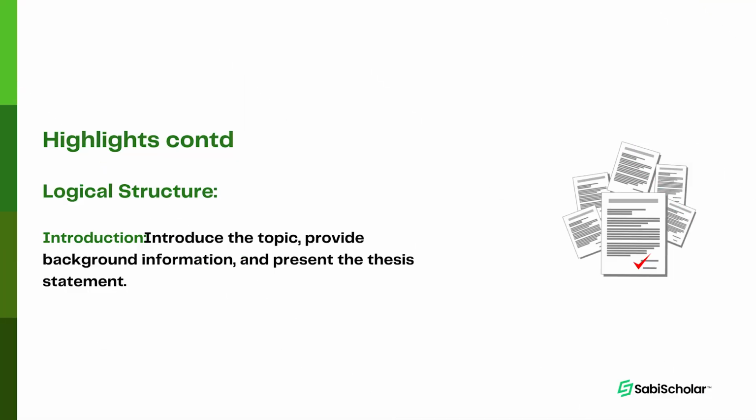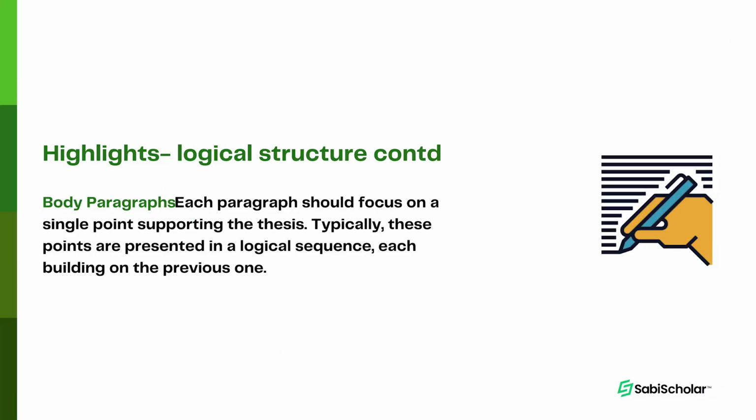So let's look at the logical structure of an argumentative essay. You have the introduction, which introduces the topic, provides background information, and presents the thesis statement. Then you have the body paragraphs, and each paragraph should focus on a single point supporting the thesis. Typically, these points are presented in a logical sequence, each building on the previous one. So when you're writing the body paragraph, you have to make sure that each paragraph is dedicated to a particular point that stresses your topic. Don't go throwing in 2 or 3 points in one paragraph and then not elaborate on them effectively.